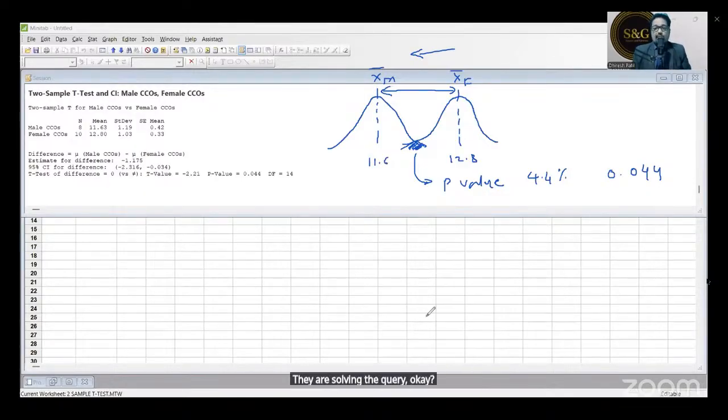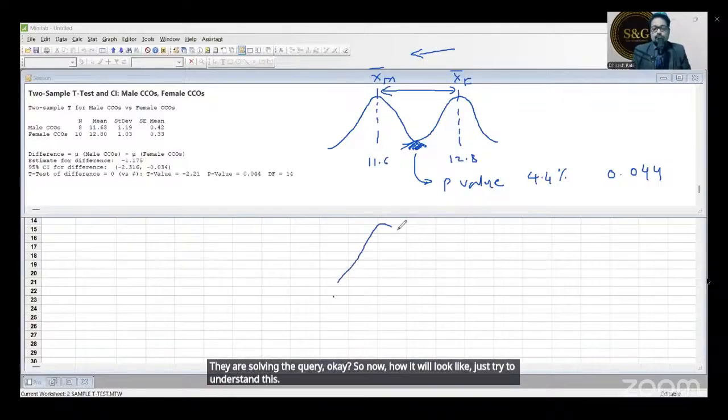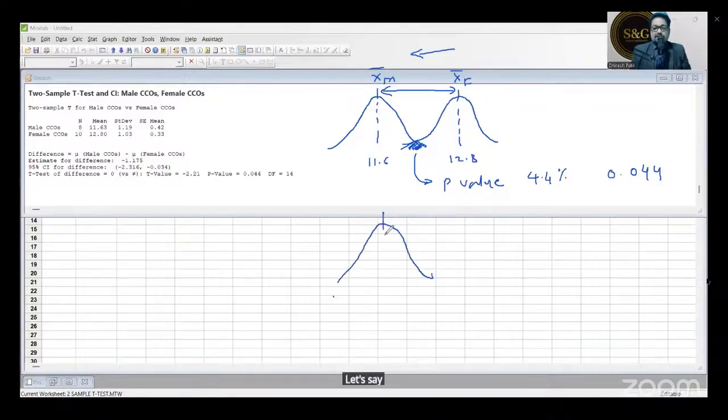Okay, so now how will it look? Just try to understand this. Let's say this is the male average, which is 11.6 only, and let's consider this X bar M. Now, because the female average has reduced, it will come like this.